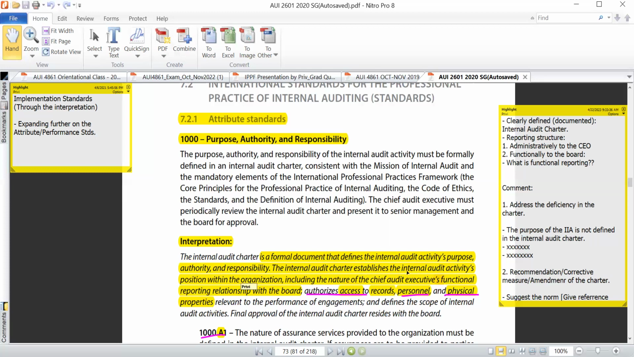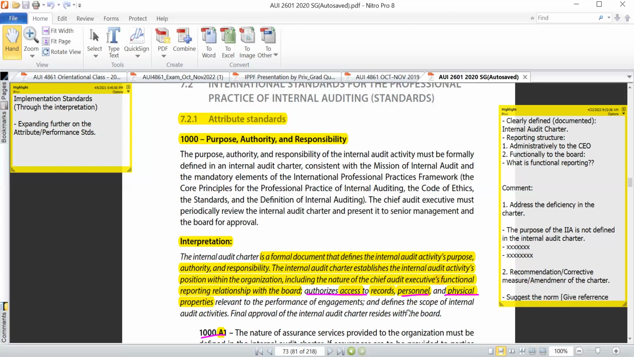The internal audit charter also establishes the internal audit activity's position within the organization, including the nature of the chief audit executive's functional reporting relationship between the chief audit executive and the board. It also authorizes access to records, access to personnel within the organization, and access to physical properties relevant to the performance of the engagement. So it doesn't necessarily mean that just because we are authorized to have access to certain physical assets, we can just access all the assets that belong to the organization. No, it has to be pertinent to the internal audit engagement on the table at that moment, right?